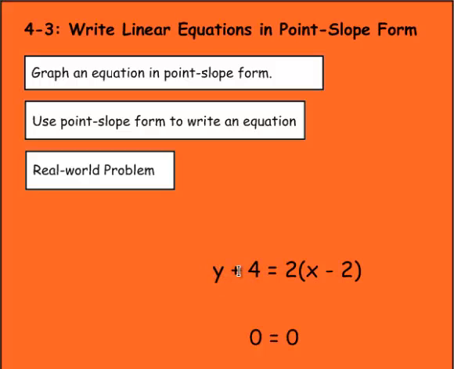Well, I know that negative 4 plus 4 would be 0. And I know that 2 times 0 would be 0. So if it was positive 2 minus 2, that would also be 0. So that would turn this into 0 and 0. So my y would be negative 4, and my x would be positive 2. So 2 and negative 4 would be a true solution to this point-slope form equation. And we can use that idea of 0 equals 0 to solve these problems today.